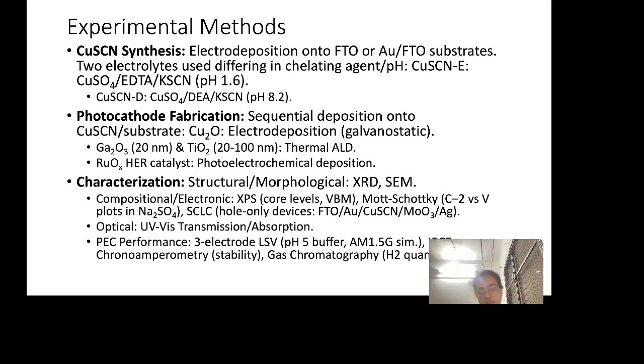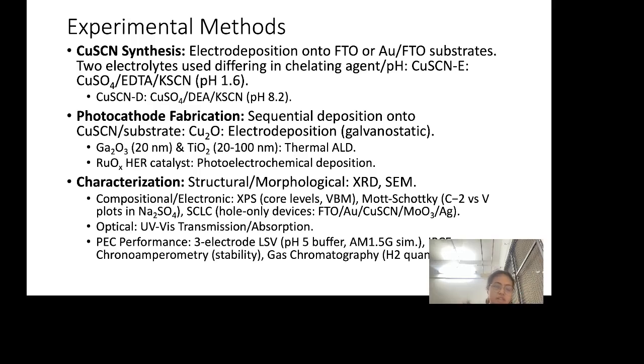So let's look at the experimental methods of the paper. What they're trying to do is deposit a cost-effective photocathode stack. Essentially, they're taking the copper thiocyanate substrate. Copper thiocyanate is the material that is taken in place of gold as the hole transport layer. On top of that, by electrodeposition, they deposit the cuprous oxide layer, and then either gallium oxide or titanium oxide by thermal ALD, and on top of that, the hydrogen evolution catalyst.